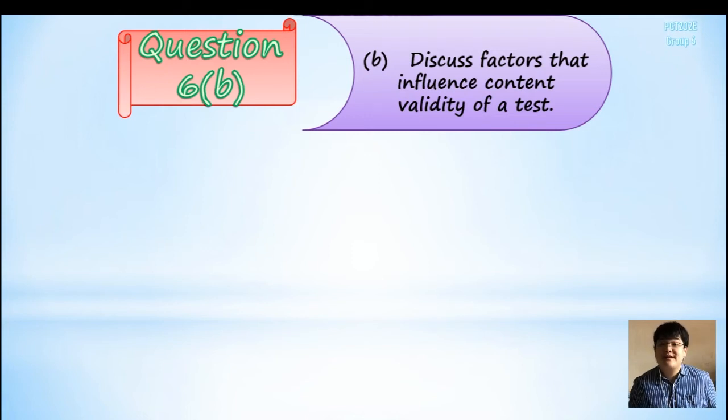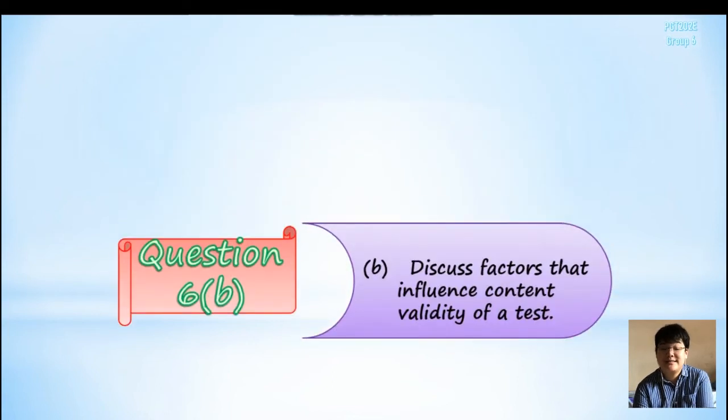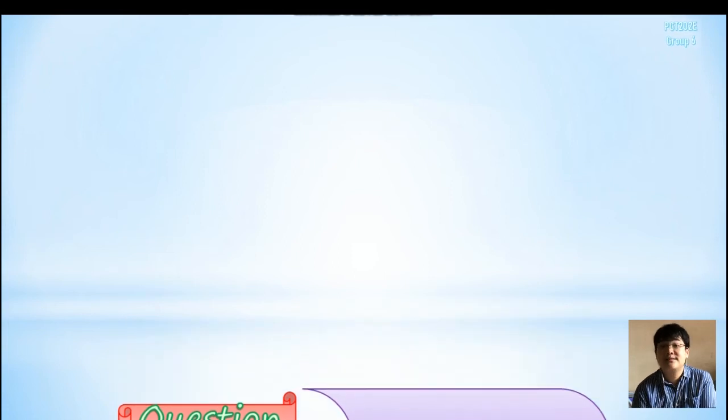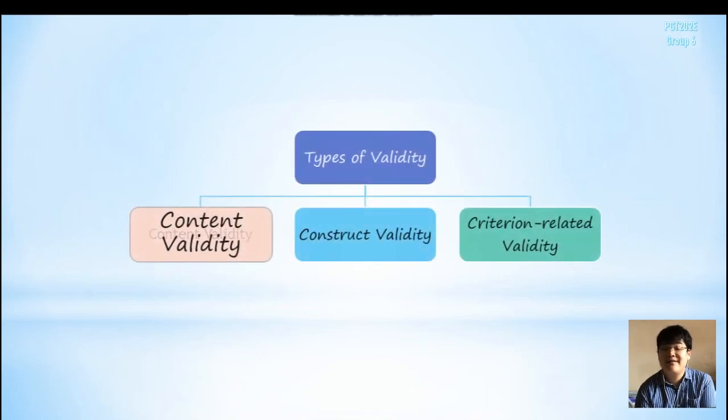Before going further, I would like to give a brief introduction to those who do not yet understand what validity is about. Validity is a measure of appropriateness, correctness, meaningfulness, and usefulness of a test item constructed in a test. By educational means, validity can be split into three main types. The first type is content validity, second, construct validity, and the third, criterion-related validity. Today we'll be putting our focus on content validity and discussing the factors influencing it.